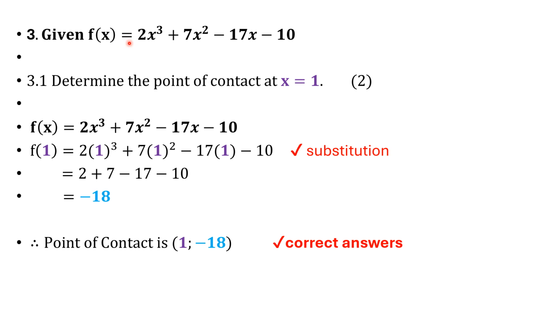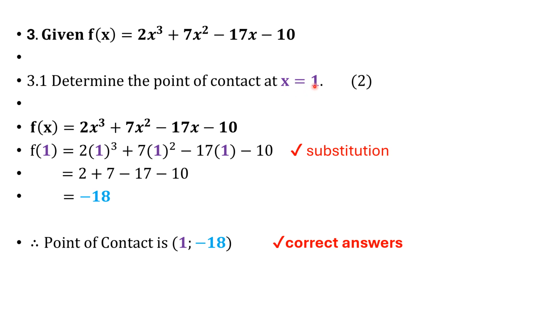Given f of x equal 2x cubed plus 7x squared minus 17x minus 10. 3.1, determine the point of contact at x equal 1. Right, so we have two graphs that meet at this specific point. My apologies. We need the y value and the x value at that exact point where the two graphs make contact with each other, right?